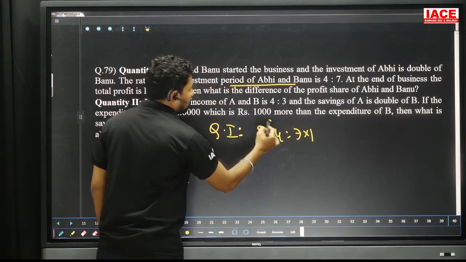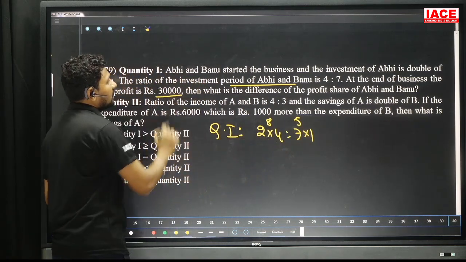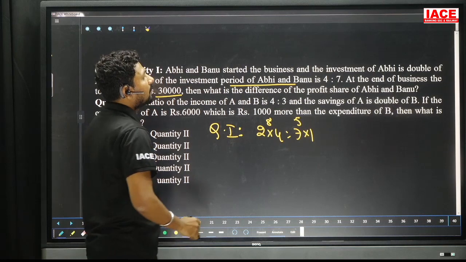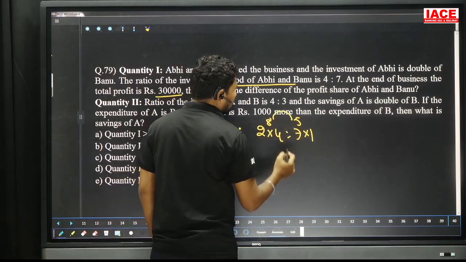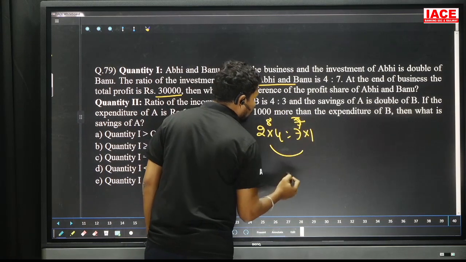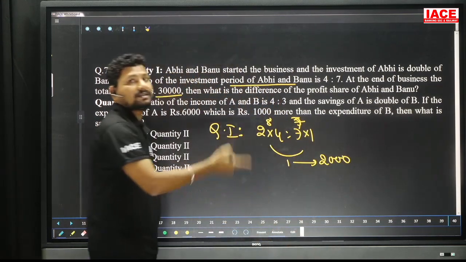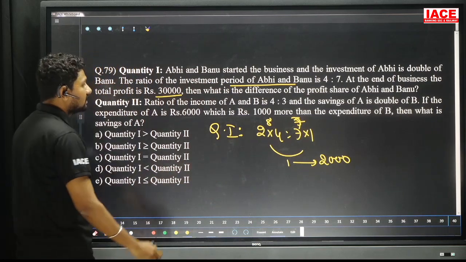Look at it, it is 8 parts and 5 parts. Then 8 plus 5 is 15 parts, which is equal to 30,000. Then what is the difference of the profit share of Abhi and Ram? So 8 to 7, how many parts difference? One part. One part is equal to how many rupees? 2,000, because 15 parts is equal to 30,000, which means one part is equal to 2,000. That is quantity 1.